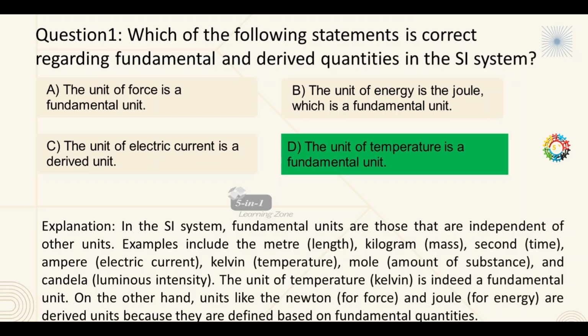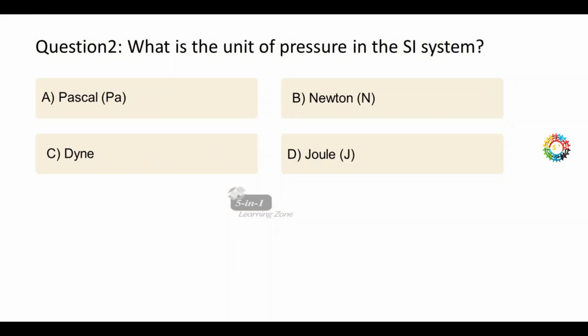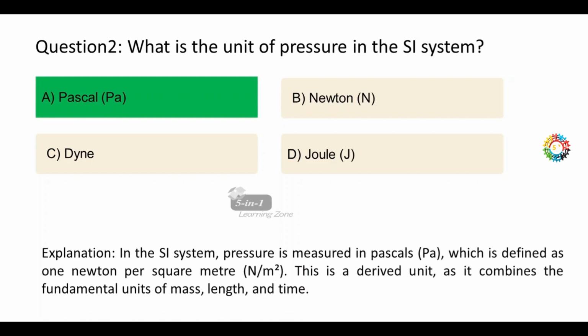On the other hand, units like the Newton for force and Joule for energy are derived units because they are defined based on fundamental quantities. Question 2. What is the unit of pressure in the SI system? Answer. A. Pascal. Explanation. In the SI system, pressure is measured in pascals, which is defined as 1 Newton per square meter, N per square meter. This is a derived unit, as it combines the fundamental units of mass, length, and time.